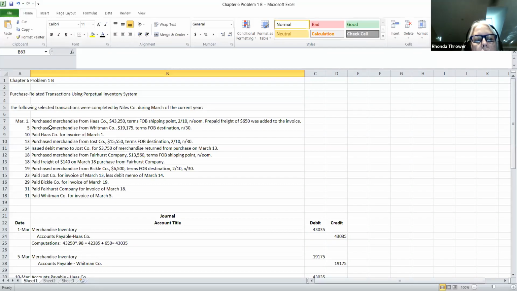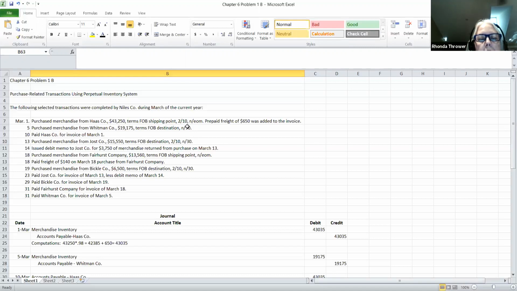So on March the 1st, it says that we purchased merchandise from Haas Company for $43,250. The terms were FOB shipping point. What FOB shipping point means is the buyer is going to pay the shipping. Since we're the buyer, we're the Niles Company, we're going to be the buyer in this situation, we're going to pay the shipping charges.